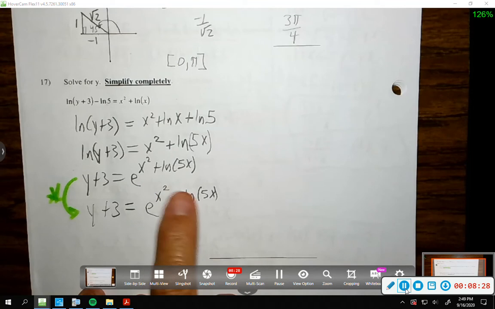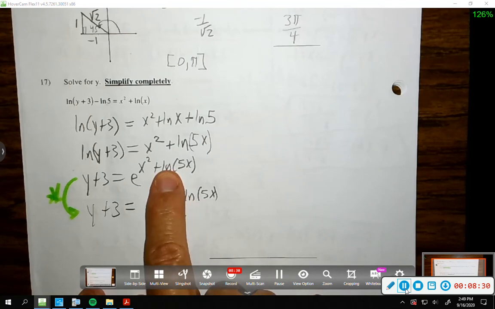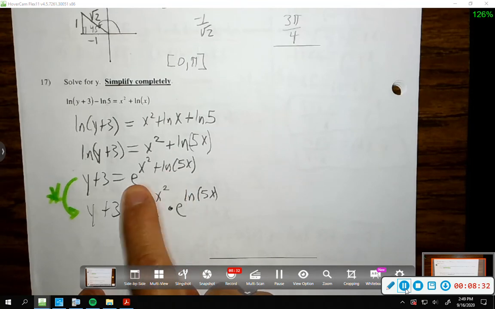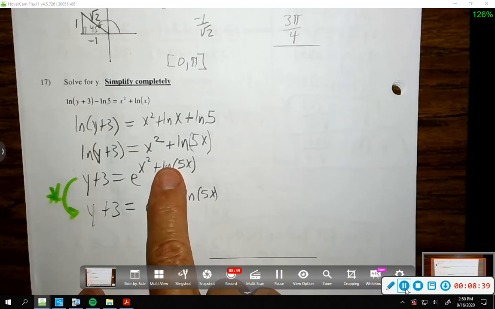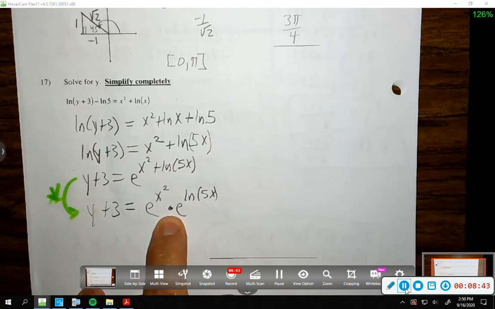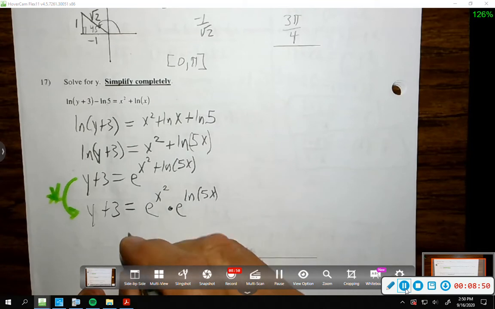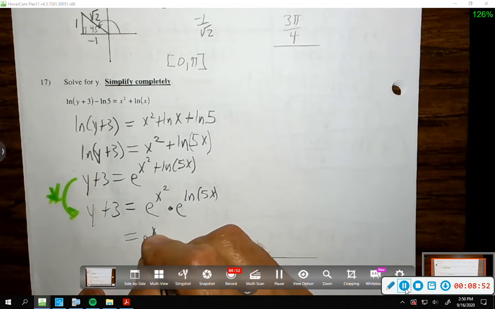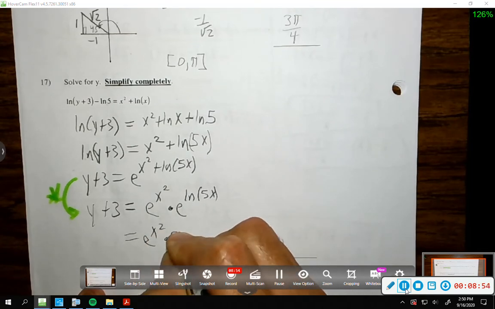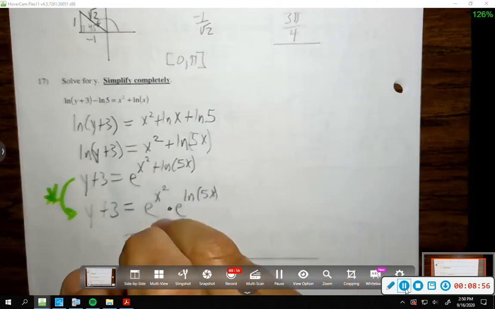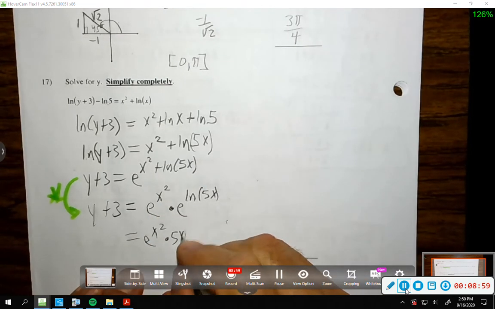Why do we want to do this? Because we never want to leave a natural log in the exponent of e. These are inverse operations. But before I can apply this inverse property, I have to write it this way. So that now e to a natural log undo each other. And I get 5x. And here's y plus 3.